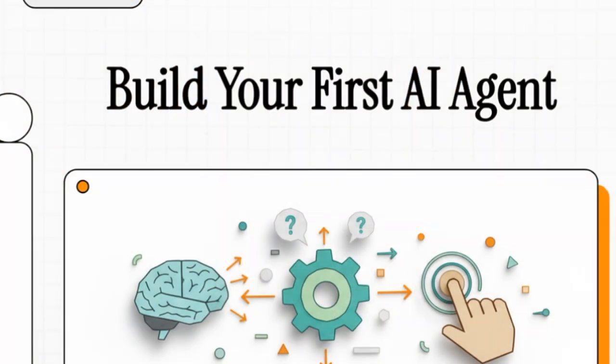All right, let's talk about the next step in automation. We're moving way beyond simple scripts that just follow orders. Today, we're going to dive into how you can build your very own AI agent. I'm talking about an agent that doesn't just do what it's told, but actually understands your goals, makes its own decisions, and gets things done for you. So let's jump right in.